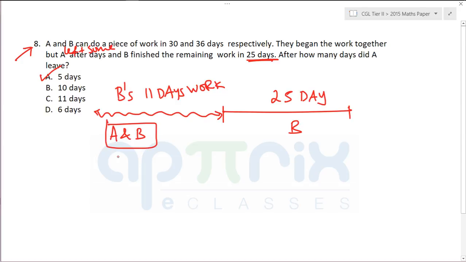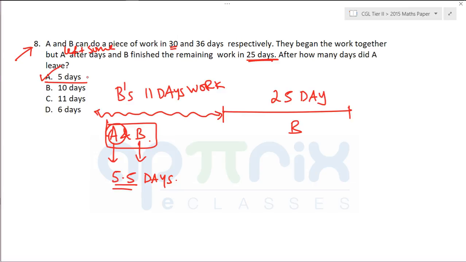But you know that this work has been done by A and B both. Tell me please, if A and B would have been equally efficient, time taken would have been how much? 5.5 days or not? Yes. Equal efficiency means what? Half the time. But the question directly tells you that A is actually more efficient than B. So if they would have been equally efficient, they would have taken 5.5 days. They will take less than 5.5 days. What is the answer? 5 days. Do you need to calculate anything? No. Logic.